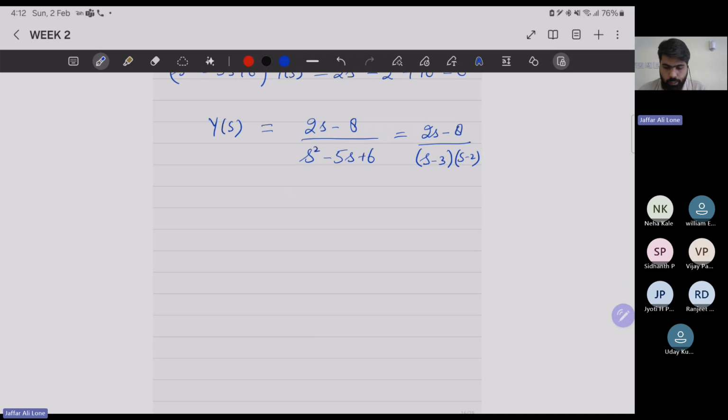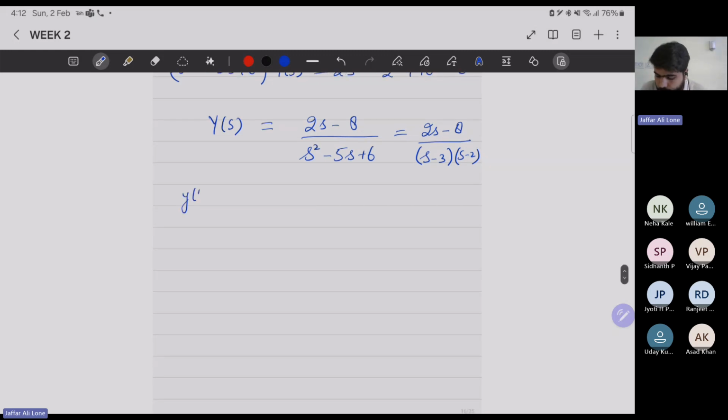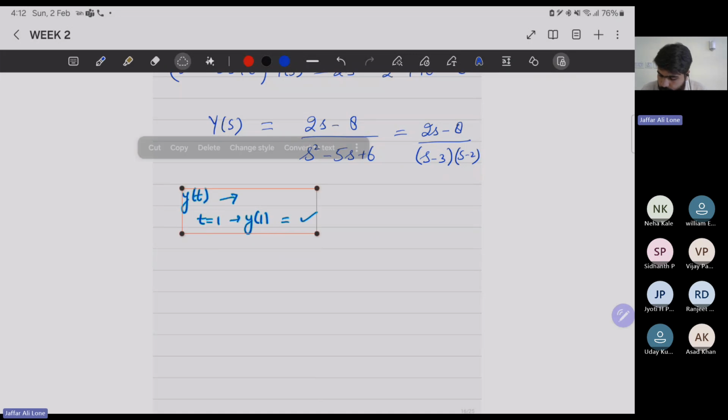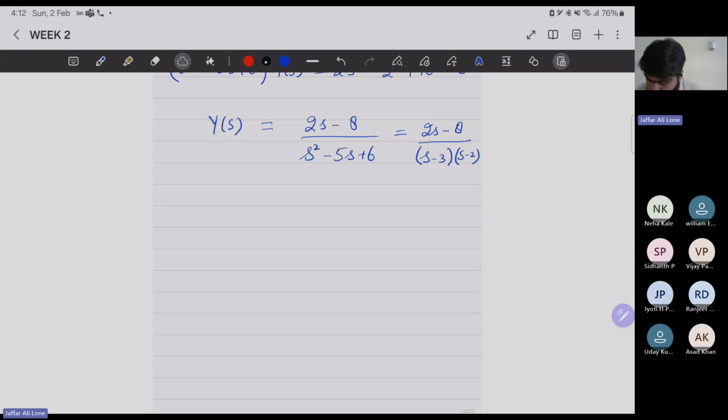Until this? Now what we have to do is find the inverse Laplace. When we find the inverse Laplace, we will get y(t). Then when we find y(t), we will put t equal to 1 and we will get the value of y(1), which is actually desired, right? So now the task is to find the inverse Laplace. For that, we'll first find the partial fractions, correct? So solving using partial fractions.